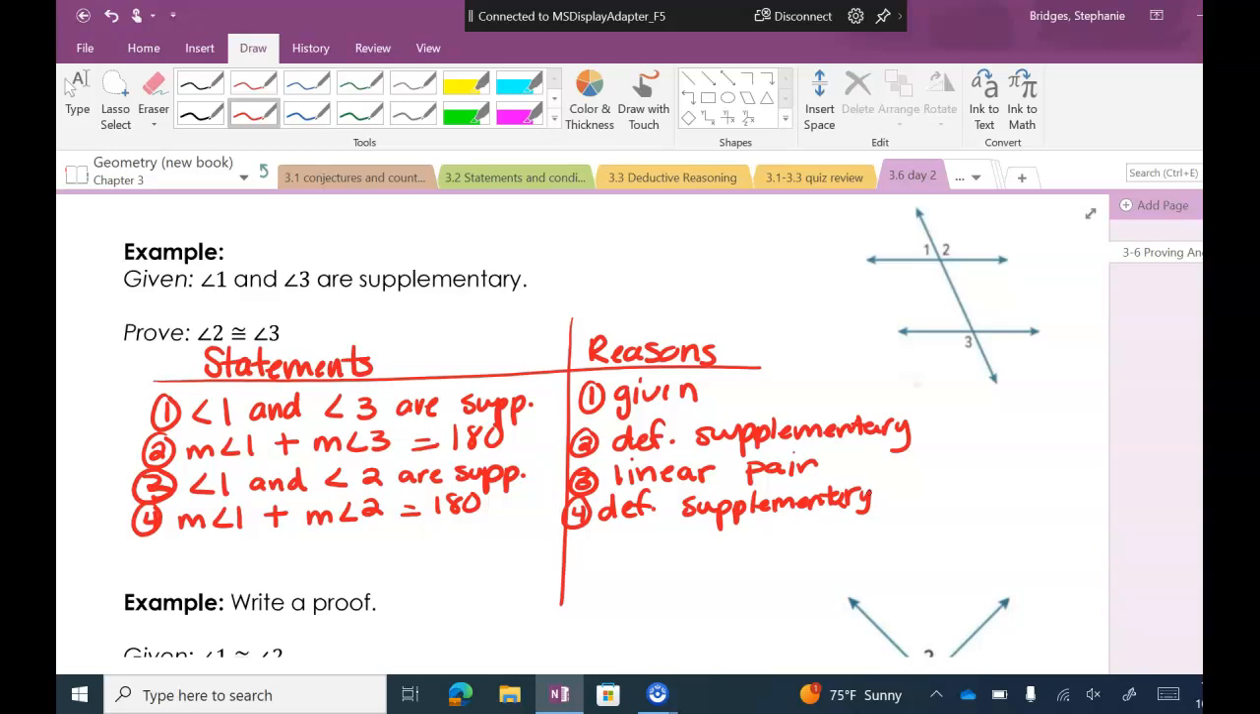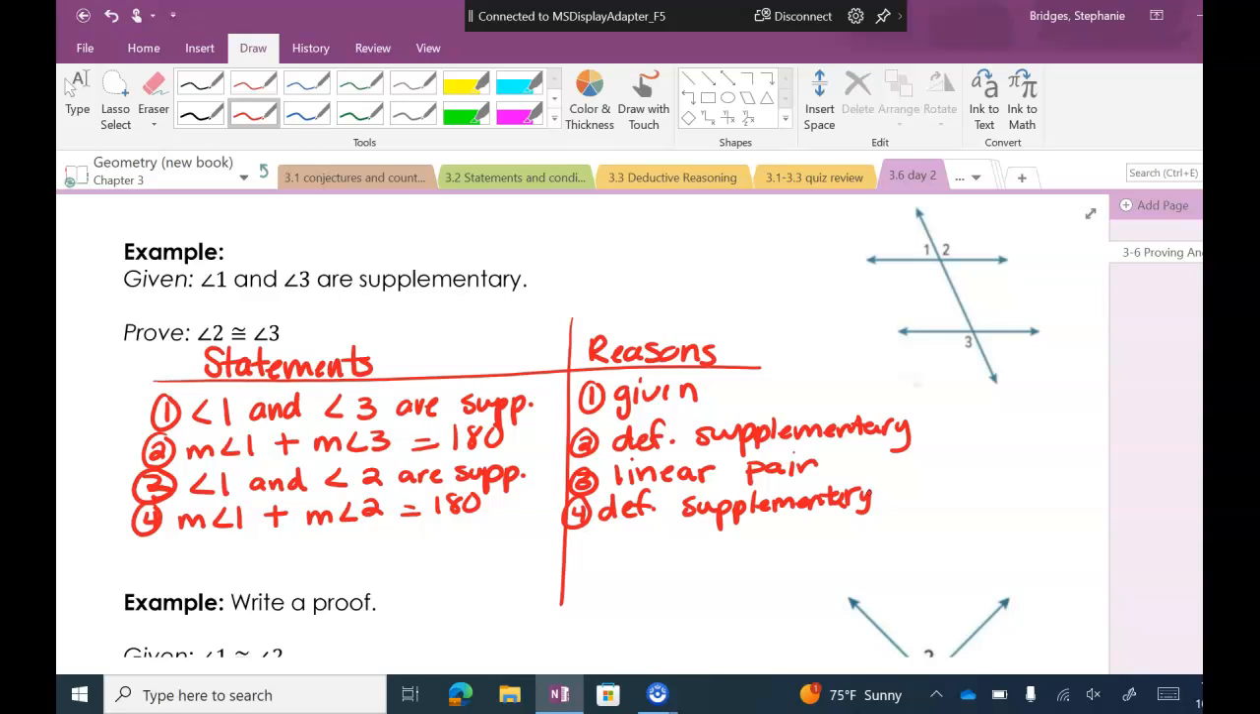Keep in mind, I'm still trying to get that angle 2 is congruent to angle 3. So I've got to get an equation at some point with 2 and 3 on opposite sides of the equal sign. Quick question. Look at step 2. What does it tell me about 1 plus 3? What are they equal to? 180. And then look at step 4. What does it say 1 plus 2 are also equal to?